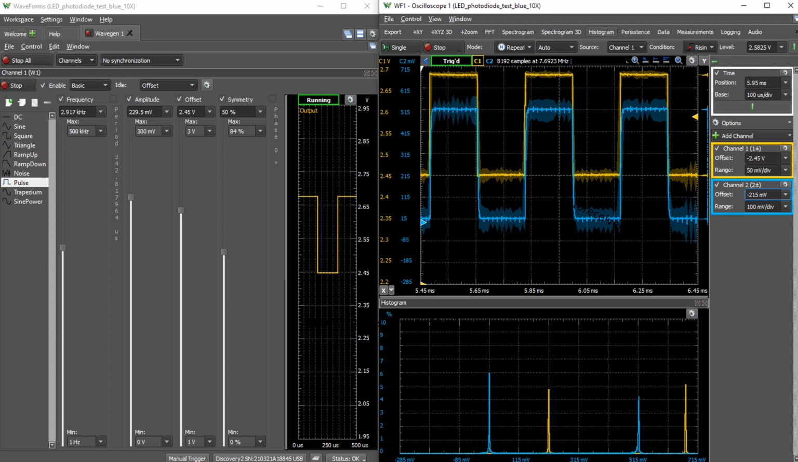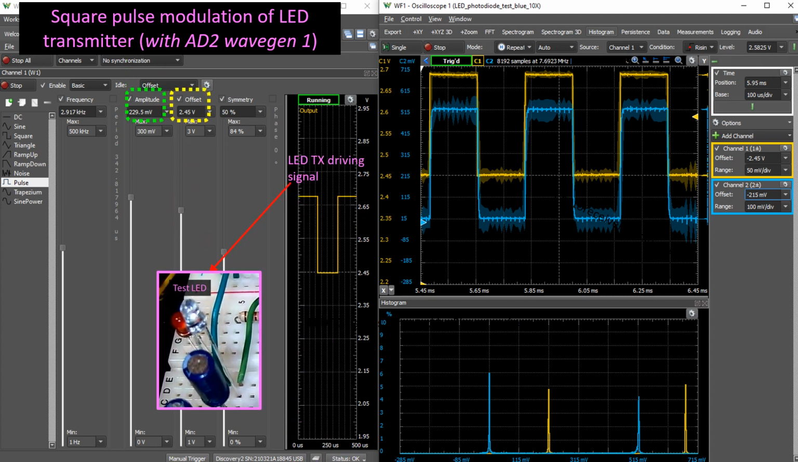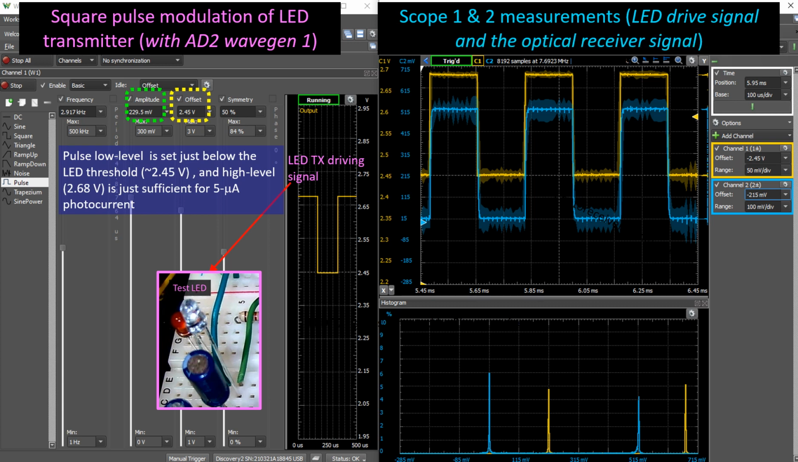The left-hand side shows the control of the LED square pulse modulation. The square pulse low level is just beneath the LED contact potential, and the high level is enough to yield a photocurrent of 5 microamp, which corresponded to approximately 20 to 25 microwatt optical power. On the right is the display of the scope channels.